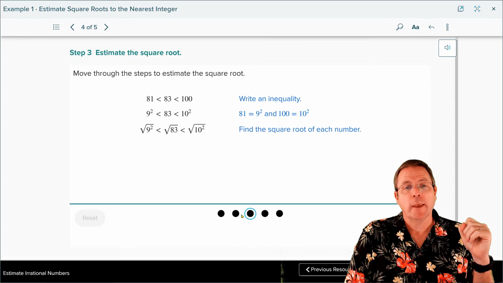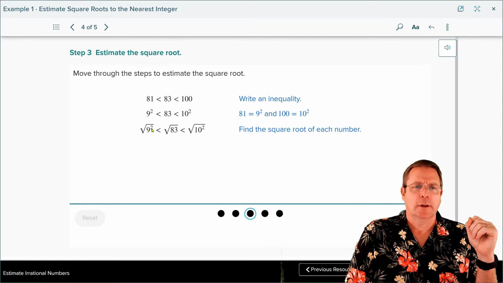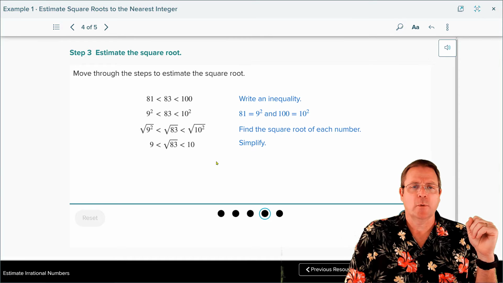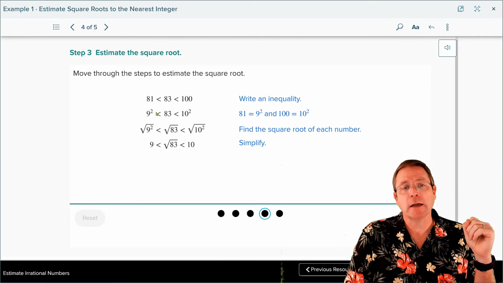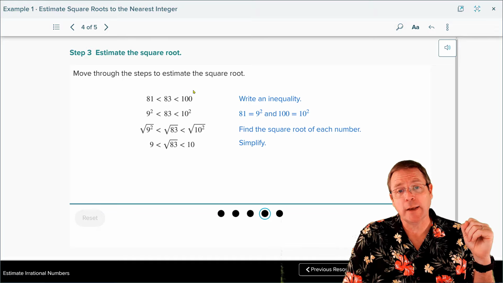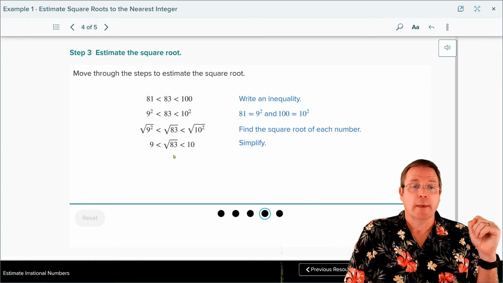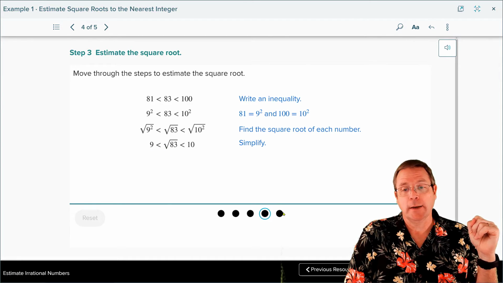10 squared. That means the square root of 9 squared is going to be 9. The square root of 10 squared is going to be 10. Honestly, guys, I just put a square root over the 81 and the 100 there and get a 9 and 10. I'd kind of skip this middle mess right here. And that means that the square root of 83 has to lie between 9 and 10.